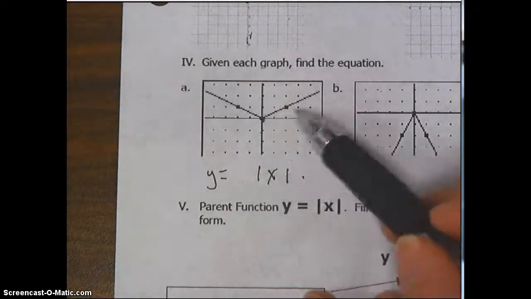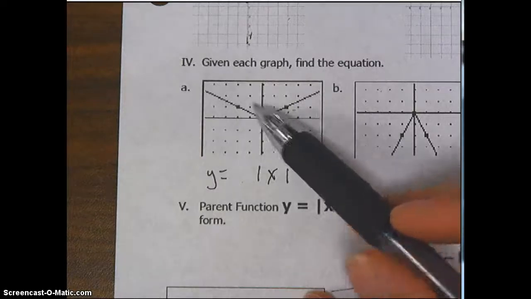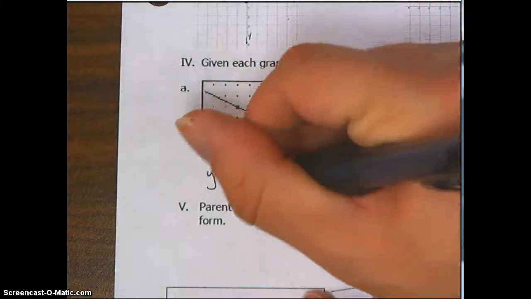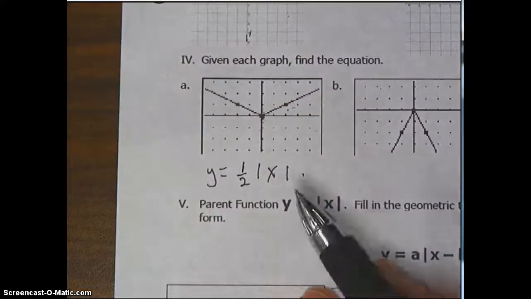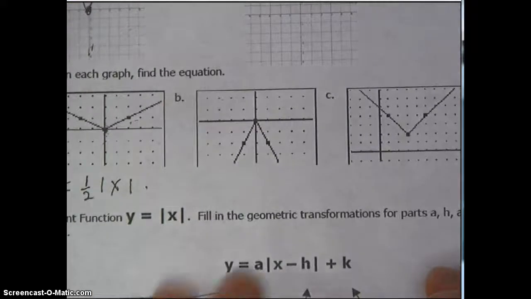So you'll notice from one point to the next you go up 1 over 1, 2, up 1 over 1, 2. But that's a vertical compression of 1/2. So that's the equation here, just 1/2 absolute value of x. Let's look at part B here.